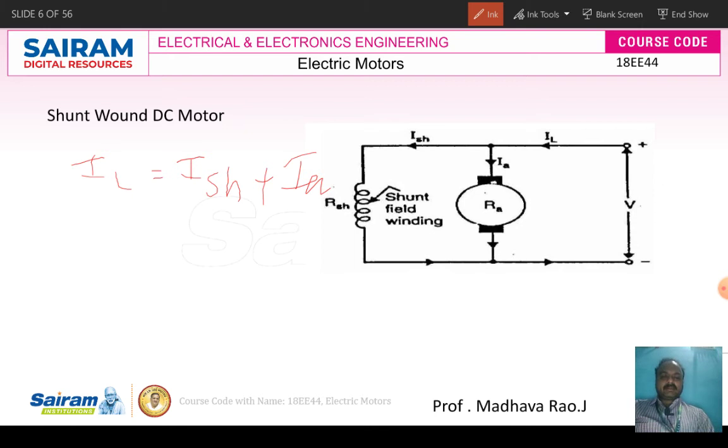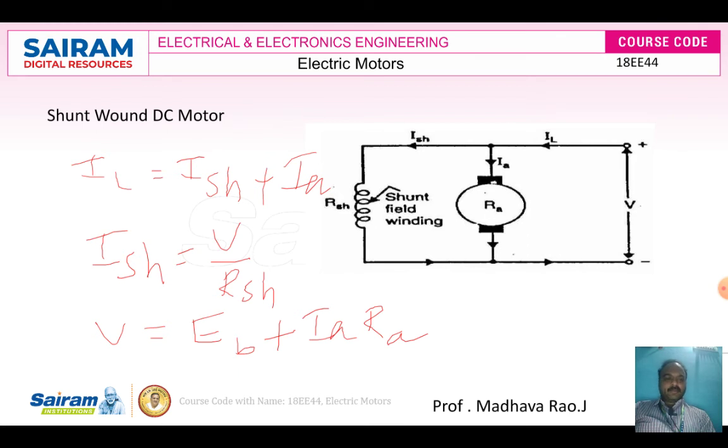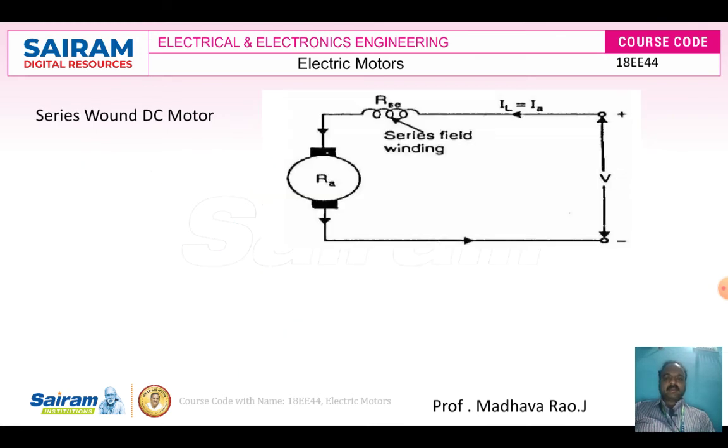The shunt field current we can calculate as V by RSH, where V is the terminal voltage, equal to EB plus IA RA. So these are the important relations for the shunt wound DC motor. Next we will move to another type, the series wound DC motor.